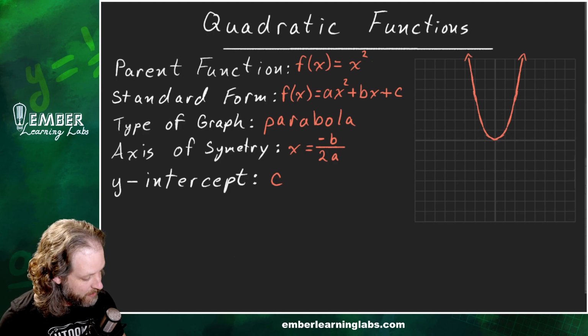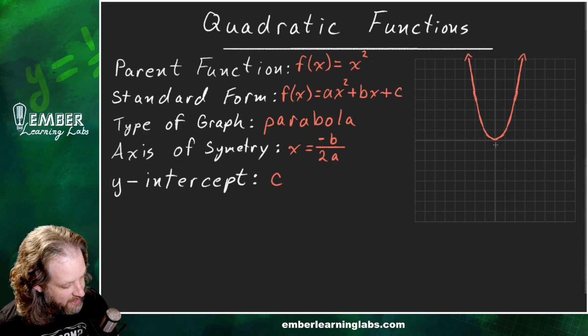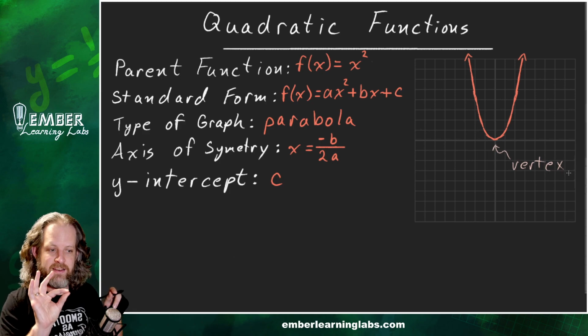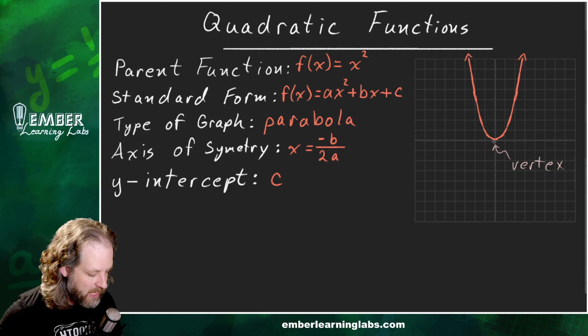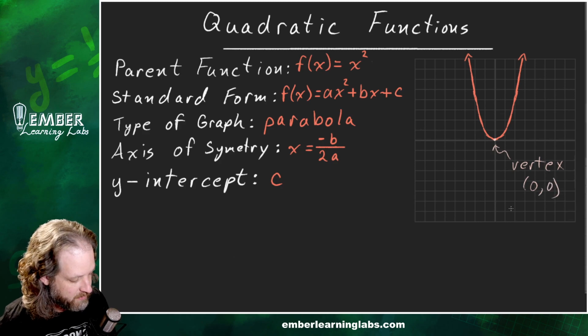I'm going to go ahead and label this because this is something that's not on here. It has a vertex. The vertex is that point at the very bottom point on the parent function. If we flip it over, we'll talk about that later, right? But the vertex is right here, this point. The vertex is at 0, 0 on the parent function, right?